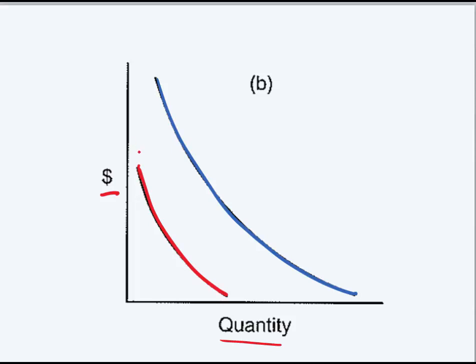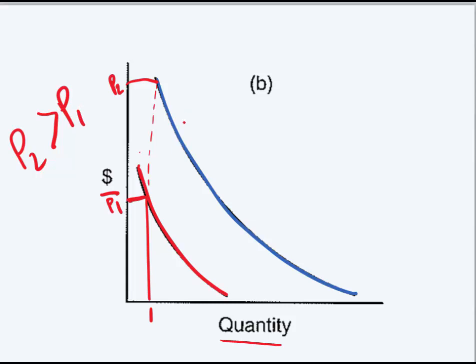Maybe the individual here in red has less money, so they're willing to pay less for a certain quantity than this individual over here. We'll see for a quantity of 1, the red individual is willing to pay price 1, the blue individual is willing to pay price 2, and price 2 is a lot larger than price 1. So it could be that this is a different individual with a different income, or it could even be the same individual and he just received a raise, so he got more money per month.